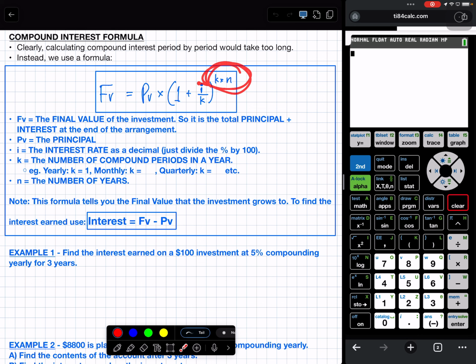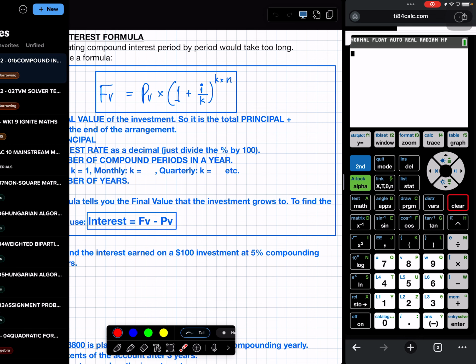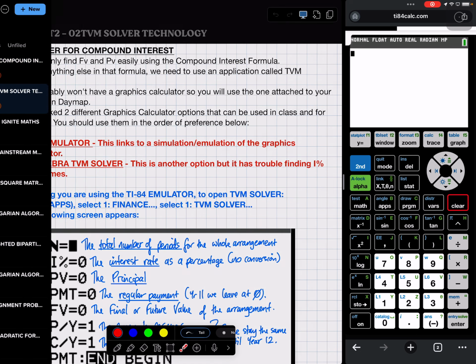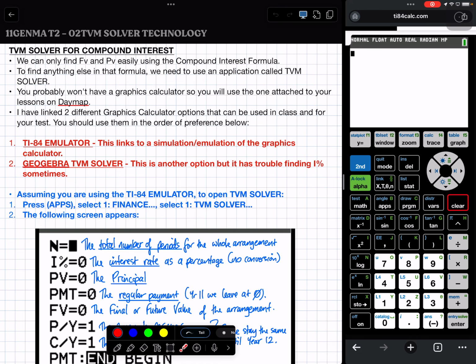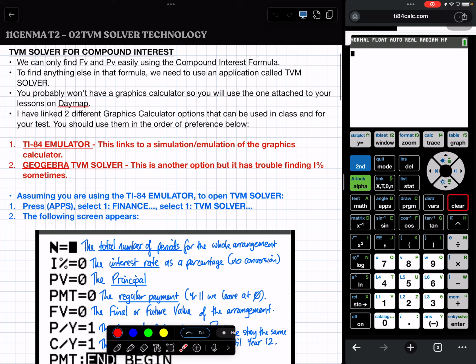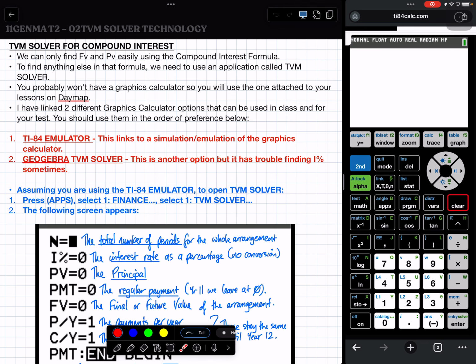You can't rearrange at the level of maths that we do. So what we do instead at the levels of general maths and essential maths, we use a calculator. So to find anything else in a compound interest question, you need an application called TVM Solver. You probably won't have a graphics calculator, so you're going to use one attached to DayMap. This is what I've shown you linked today. That's what's open on the screen right now.